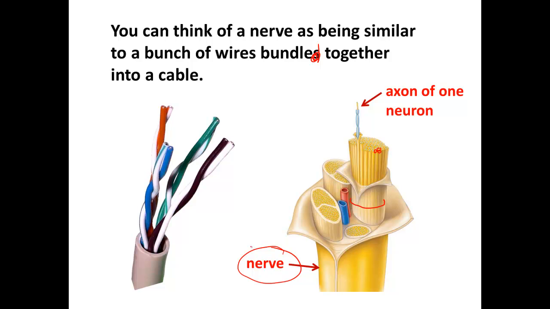Really large nerves, like your optic nerve, the nerve that runs out of the back of your eye, have over 1 million individual axons in them. And it's important to realize that even though they're bundled together in a nerve, each individual axon is separate from each of the others. Each individual axon can transmit its own electrical signal, its own action potential.